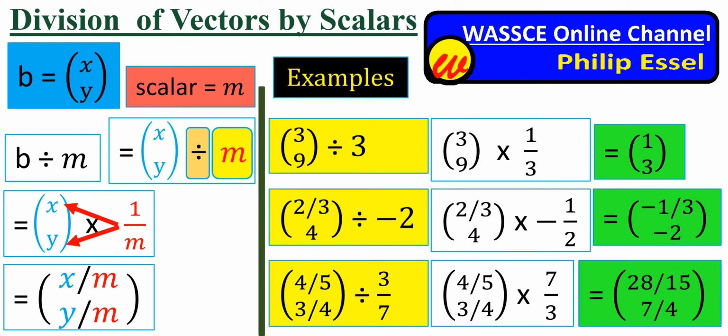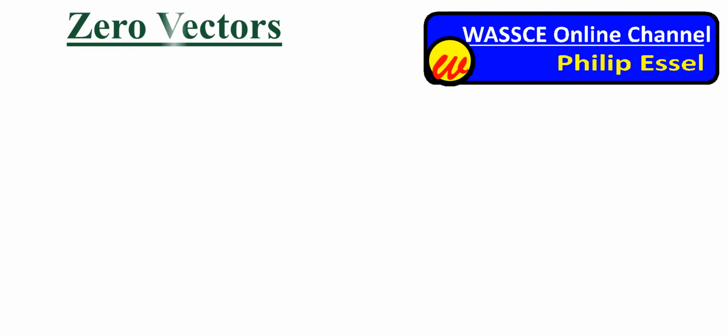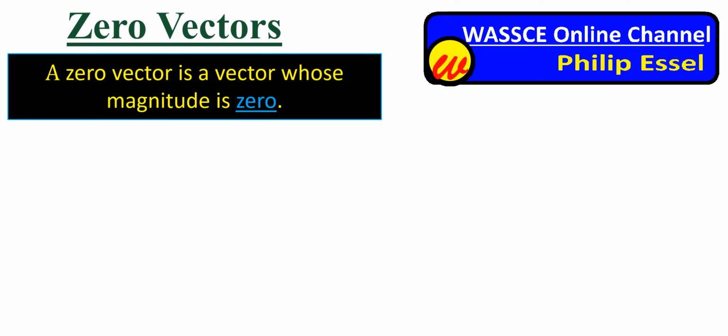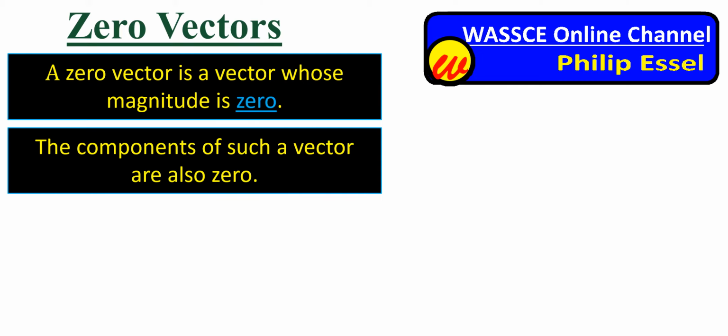So now let's look at zero vectors. A zero vector is a vector whose magnitude is 0. The components of such a vector are also 0.